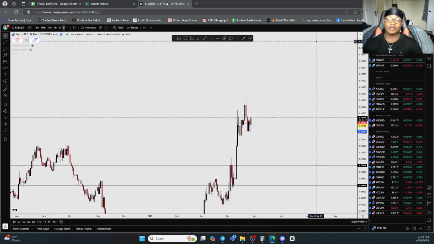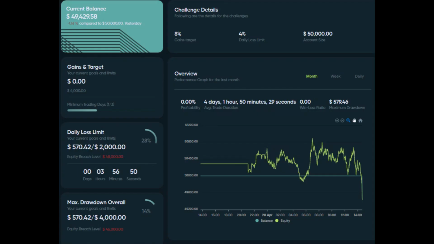This is the post breakdown for Euro USD. We are currently down 1.14% on the challenge account, but that is okay because we still have a lot of trades left to take. I'm not going to leave y'all guessing what's going on with the account.